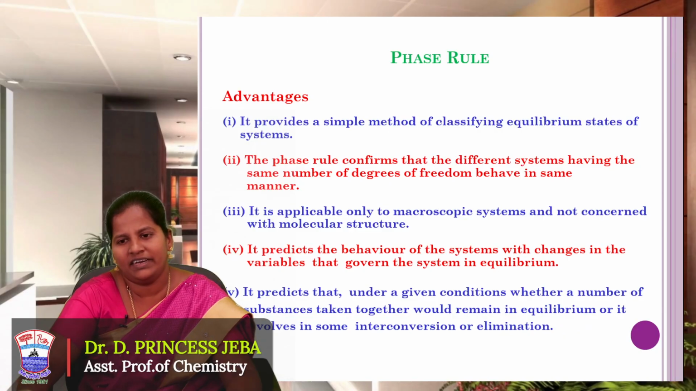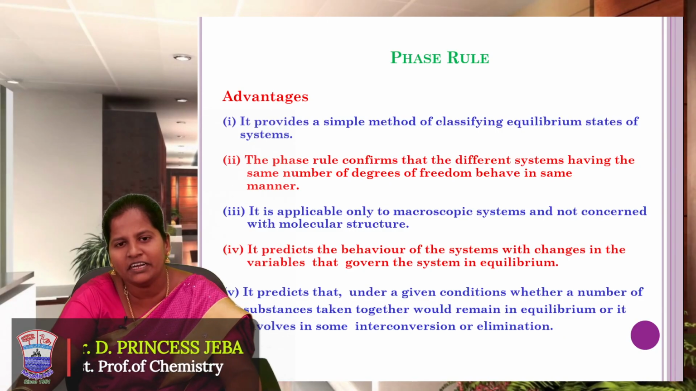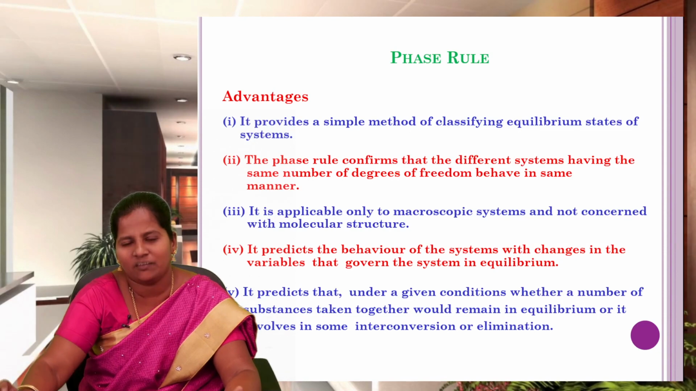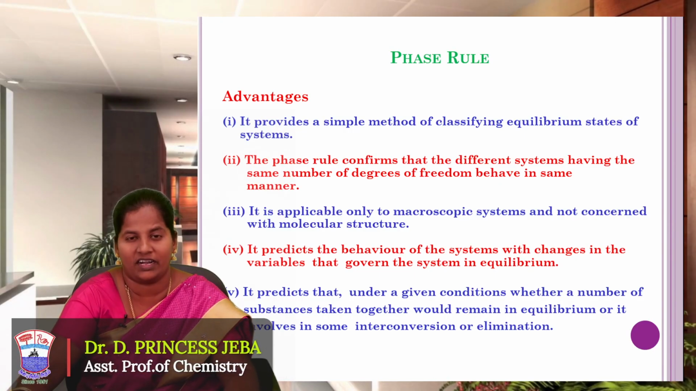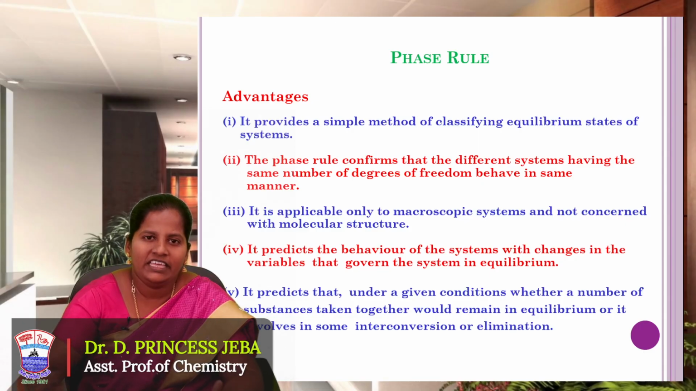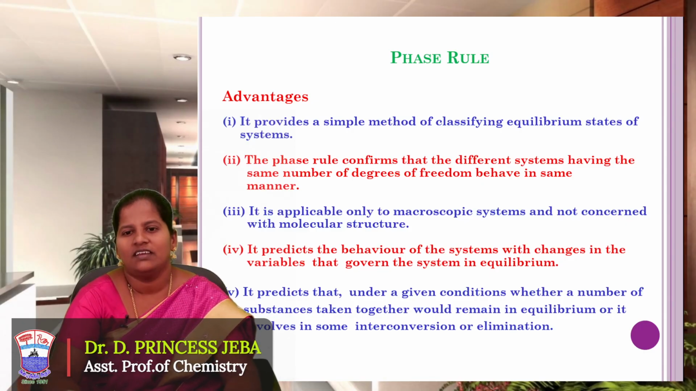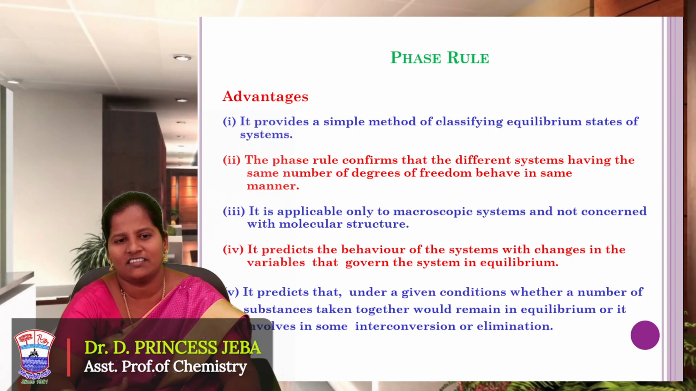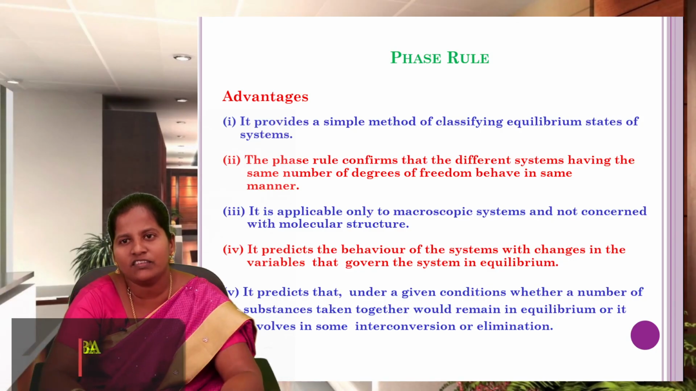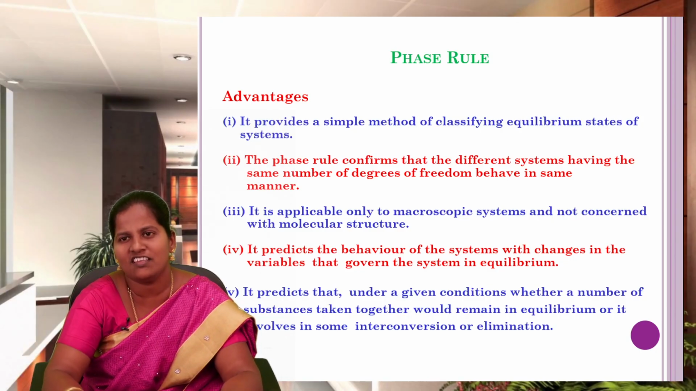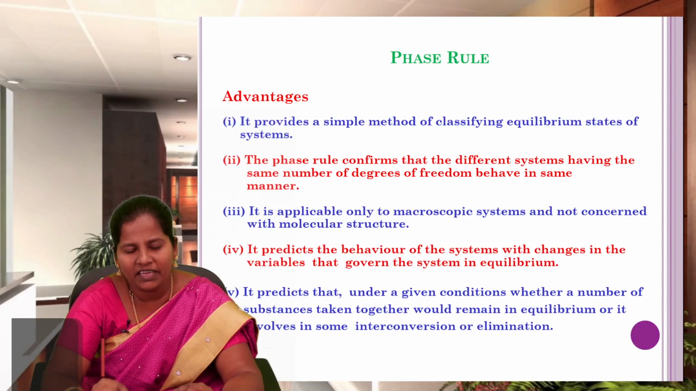What are the advantages of phase rule? So what is the need of phase rule in explaining the equilibrium of the system? So it provides a simple method of classifying the equilibrium states. By using phase rule only, we are able to explain the equilibrium states of various components. Similarly, it confirms the different systems having the same number of degree of freedom behave in the same manner. So, for example, this phase rule gives a very good idea that if the degree of freedom F is equal to 2 for 2 different systems, these 2 different systems behave in the similar manner.